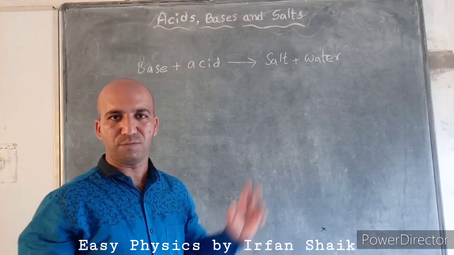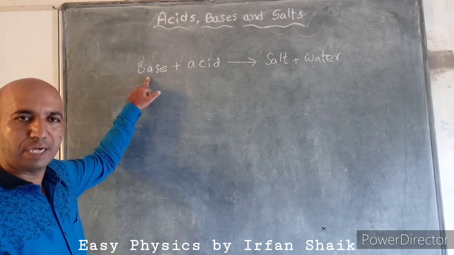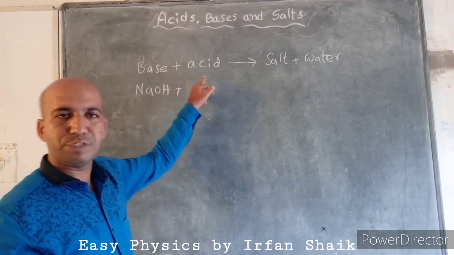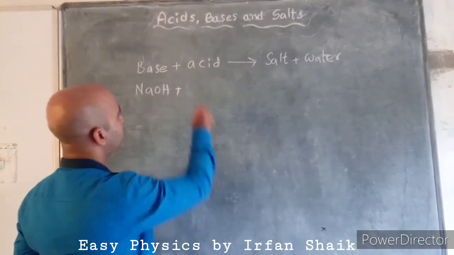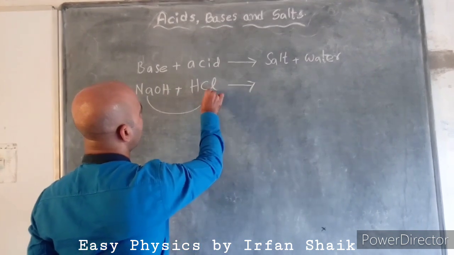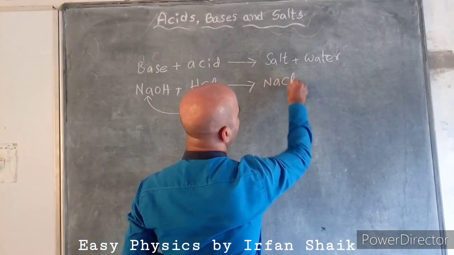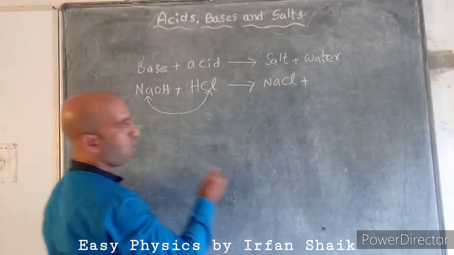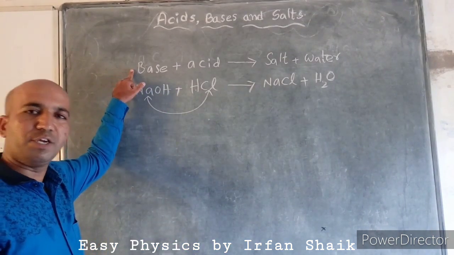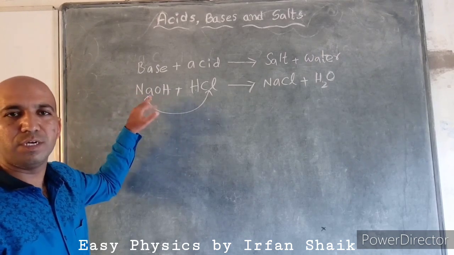Now let us take an example equation for this. For a base, we take sodium hydroxide, and instead of acid, we take hydrochloric acid. It gives rise to sodium chloride plus H2O, water. So this is the skeleton equation for neutralization reaction, and this is an example for neutralization reaction.